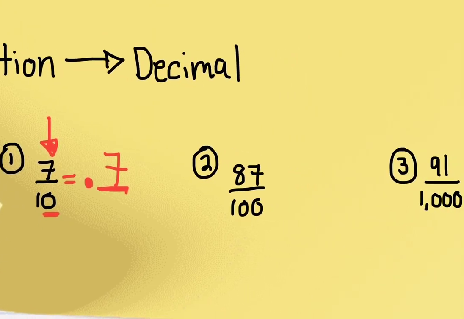If you go to 87 over 100, same rules apply. Write your equal sign. Don't forget it's a decimal. However many zeros you have will be how many place values you need. And what goes in it? Well, your numerator number, 87.